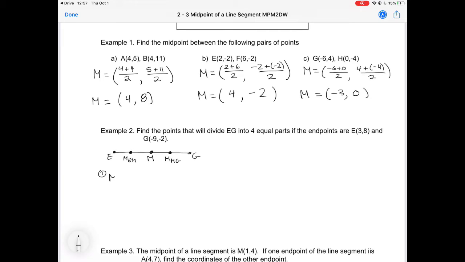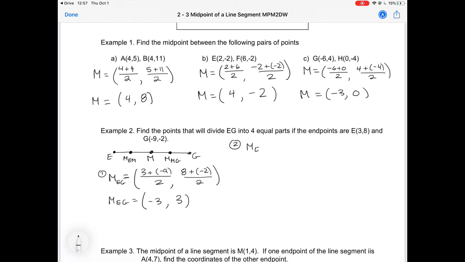So the first midpoint that I'm going to find is between E and G. In order to do that, I'm going to add my x-coordinates together, 3 plus minus 9, divide by 2. Then I'm going to add my y-coordinates together and divide by 2. That's going to give me a midpoint of minus 3 and positive 3. So now I found my midpoint of the line segment, and now I'm going to find the middle of those halves of the line segment to break it into 4 equal parts.